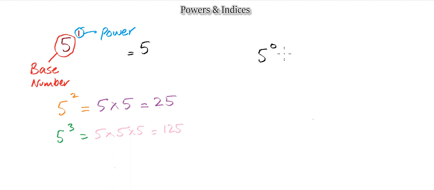So whatever any number is to the power of 0, the answer to that is just 1. Anything to the power of 0 would be 1. Be it 5 to the power of 0, 1. 8 to the power of 0, 1. I want to say 12 to the power of 0, 1. Anything to the power of 0 would be 1.